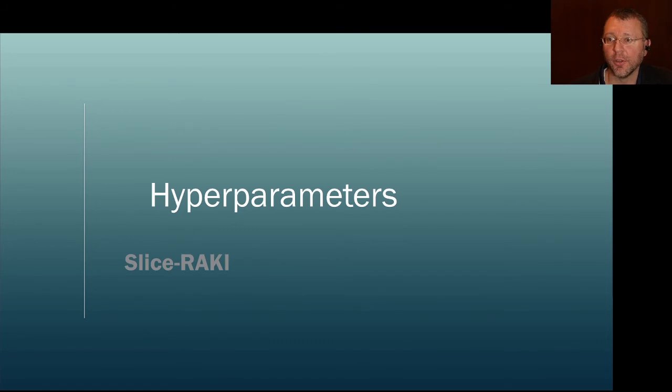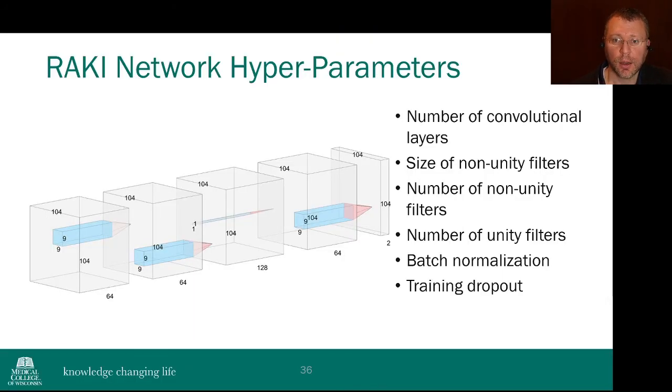Now, the next thing I'm going to talk about here is slice RAKI. This is that deep learning reconstruction, and again, we're going to talk about the various hyperparameters there are with it. Similar to the slice GRAPPA or the slice ARC, you have these various things to worry about. You can worry about the kernel size, but also you have these other neural network variables.